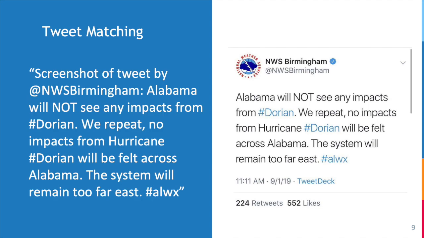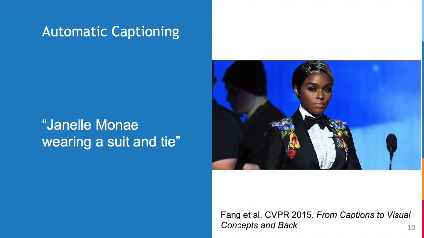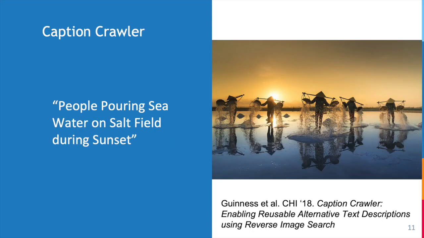We also use automatic captioning, which uses a deep learning neural network to produce an image caption from the image. This image, for example, it gives the caption "Janelle Monáe wearing a suit and tie." We re-implemented the Caption Crawler project, which was a project to reuse alternative text from around the web. It performs a reverse image search to find the same image on the web, and then it takes one of the alt texts found for that image. This image would have said, "People pouring seawater on salt field during sunset."